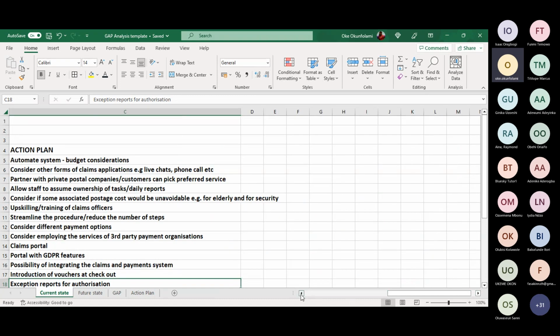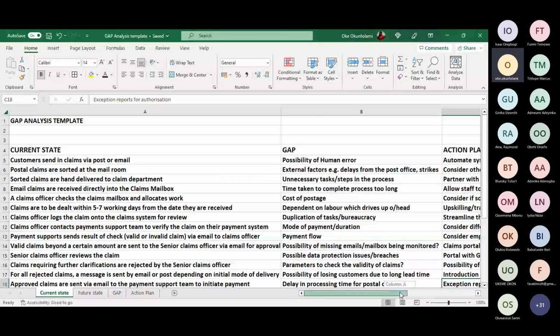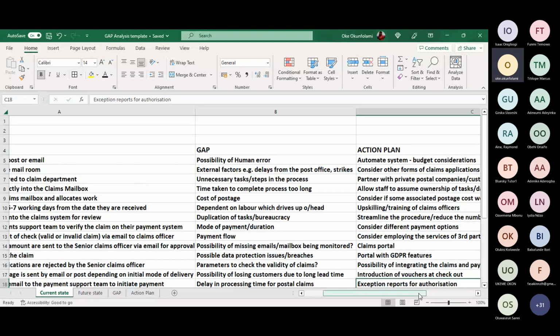So you see this action plan bit, please don't tie it like for like. Do you get what I mean? I know that for some of them, when we say cost of postage, the action plan relates to this one, you get what I mean? But for some of them, I was just filling up the blank spaces. So the action plan is just ideas that we're coming up with. It doesn't necessarily tie in like for like.